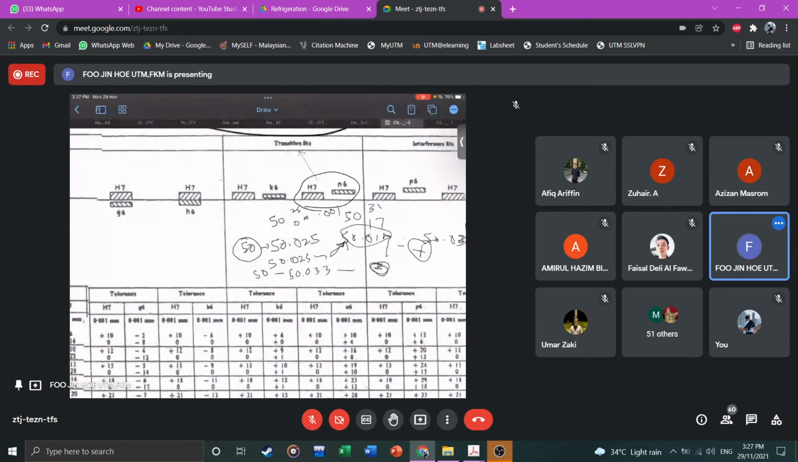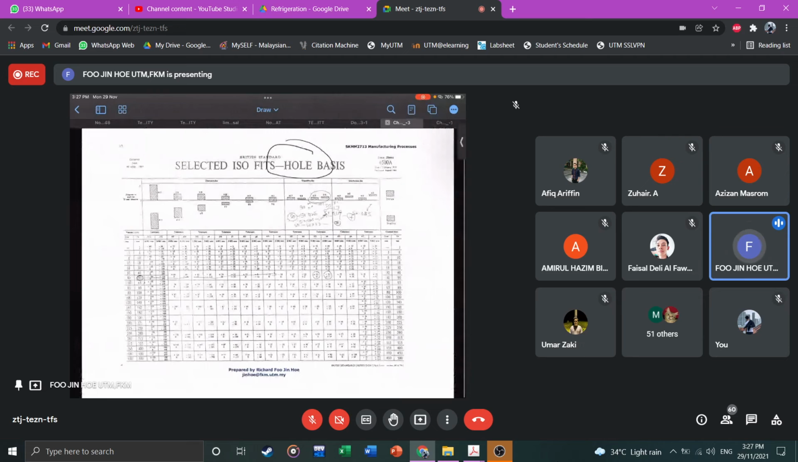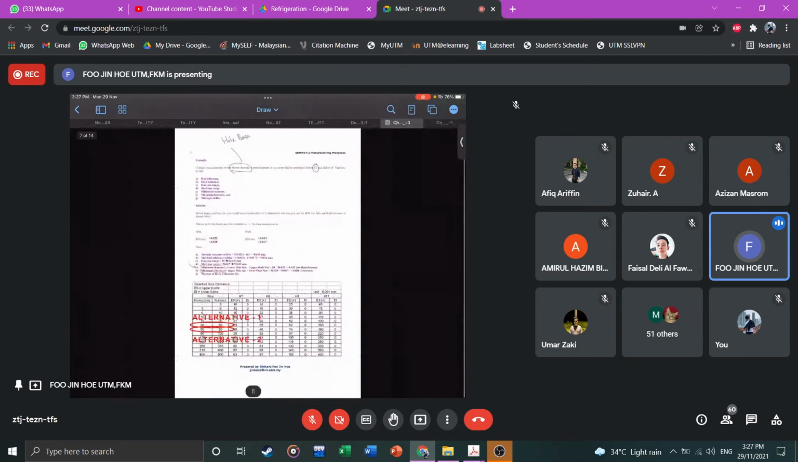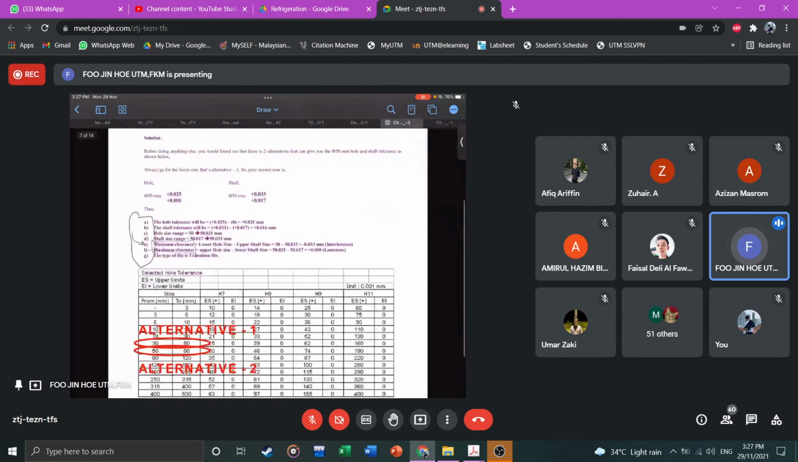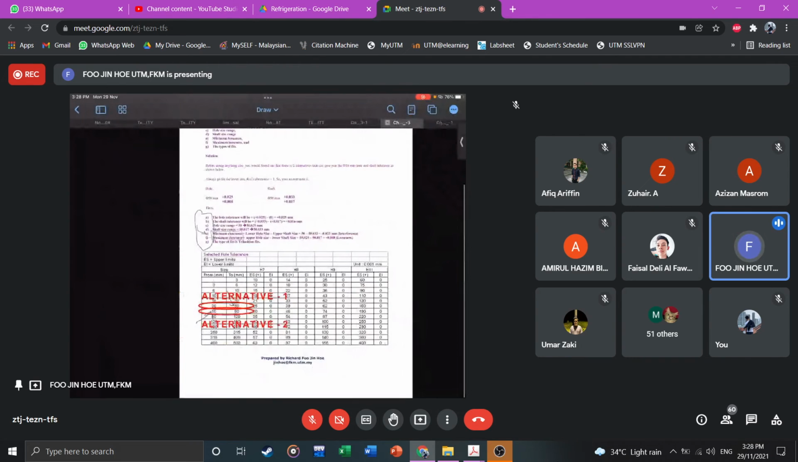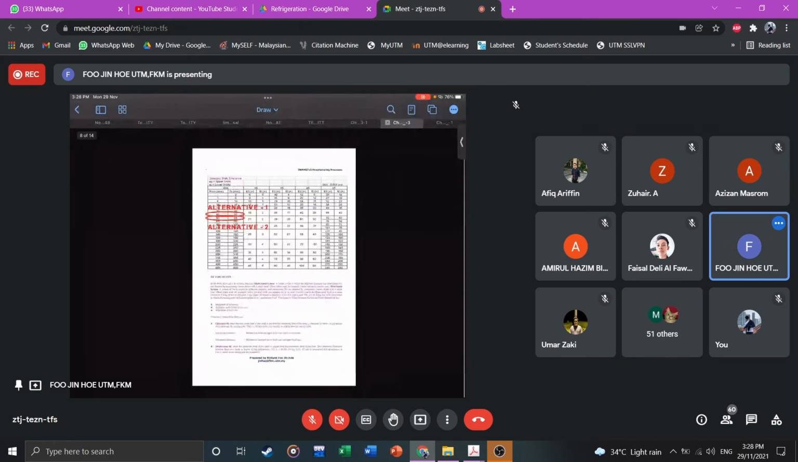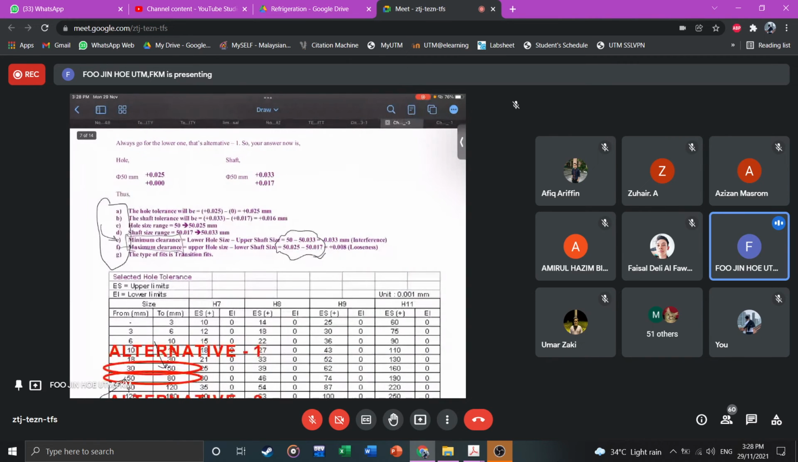So you get a positive and negative value, which indicates it is a transition fit in the end. For more on how it's done, you can refer back to the previous page. The answer is all there. When you want to find the size, there are two alternatives: alternative 1, alternative 2, because both contain 50. In the end, you get a negative 33 and a positive value, so one is negative, one is positive. This is the transition fit.